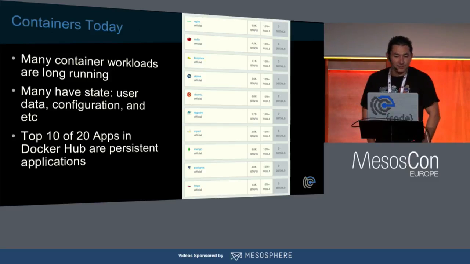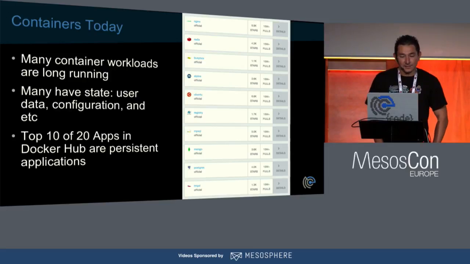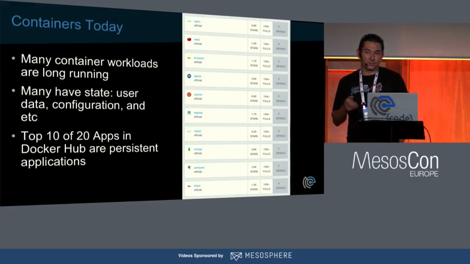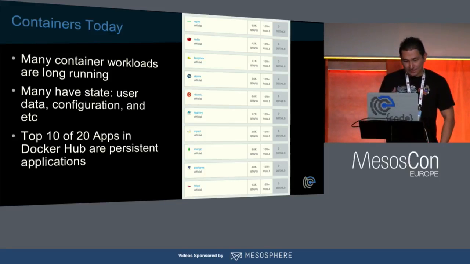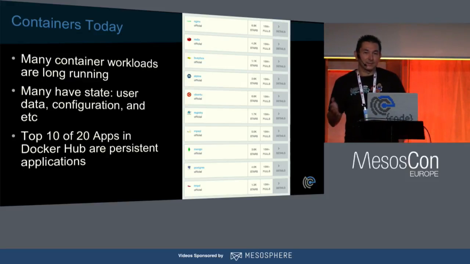If you take a look at containers today, I have a little snapshot here of Docker Hub. If you look at the top 20 apps in the Docker store, 10 of those are persistent applications, meaning applications where you actually want to save the state or data associated with the app. Some examples right here: Redis, MySQL, Mongo, Postgres, and the Docker registry itself. There are a lot of applications out there that require persistence, and it's becoming more and more prevalent in the container space today.